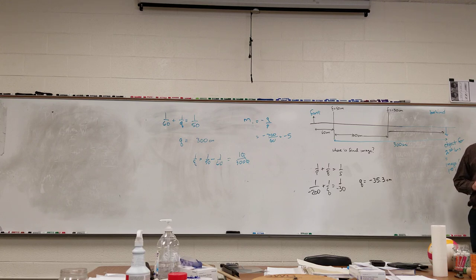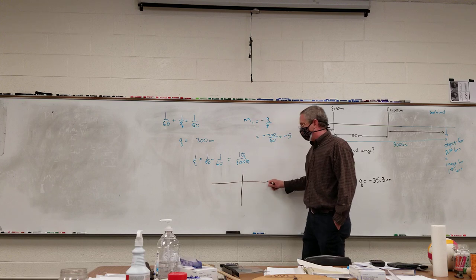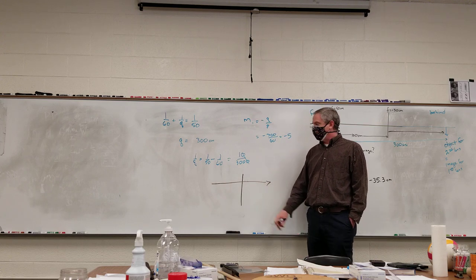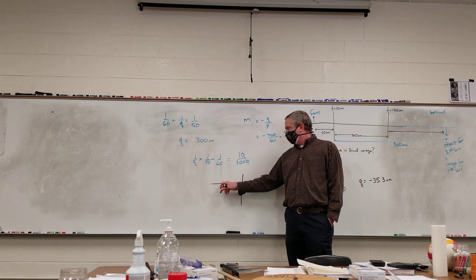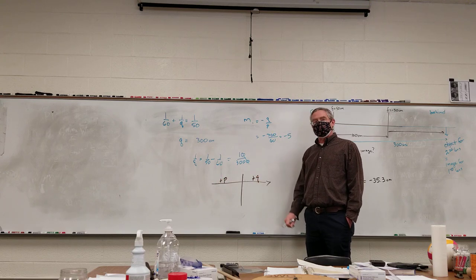Why to the right? Because we've been using left as positive, and that number is negative, so it needs to go back that way. But if I take a normal lens here, I expect the light to go through it. Yeah. Presumably then. So this would be positive P over here and positive Q over on that side.